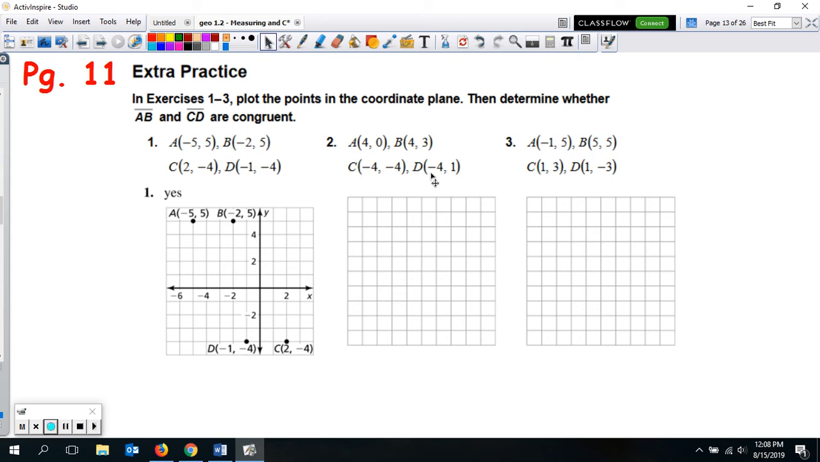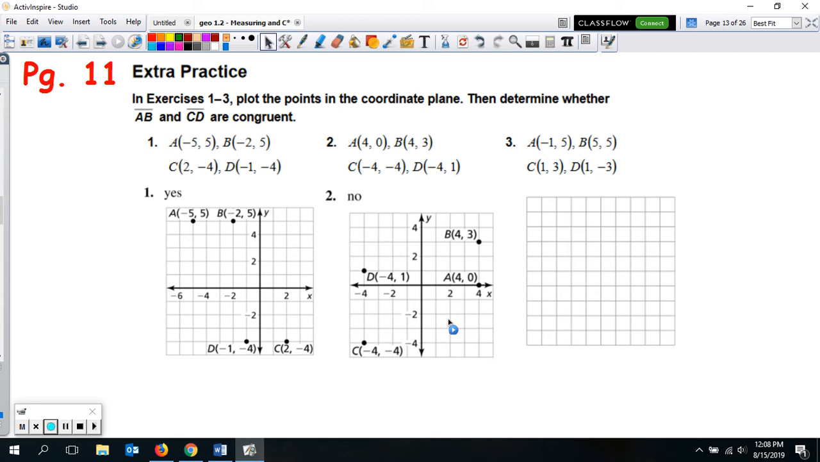Okay, so hopefully you did that. Now let's check number 2 to see if you did this one correctly. If we plot these points, we see A is at (4, 0), down here on the x-axis. B is at (4, 3), up here in the first quadrant. There's that segment, and that distance is 3. We can just count it and see 3. We would be subtracting the y numbers. You can see 3 minus 0 does equal 3.